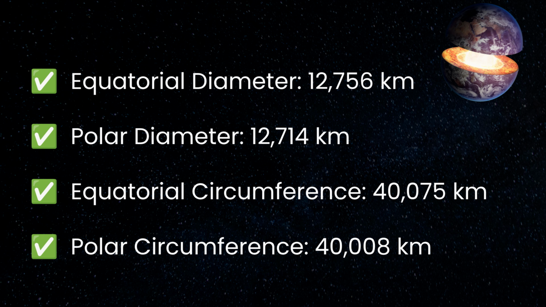So remember, equatorial diameter equals 12,756 km, polar diameter 12,714 km, equatorial circumference is 40,075 km, and polar circumference is 40,008 km. Earth may look perfectly round, but science reveals it's just a little wider than it is tall.